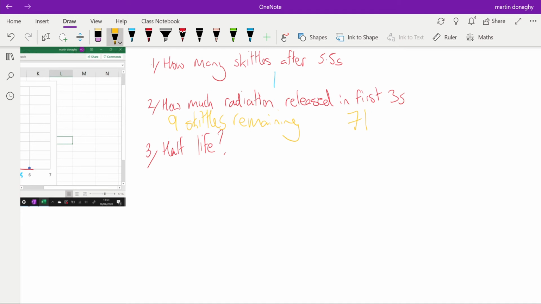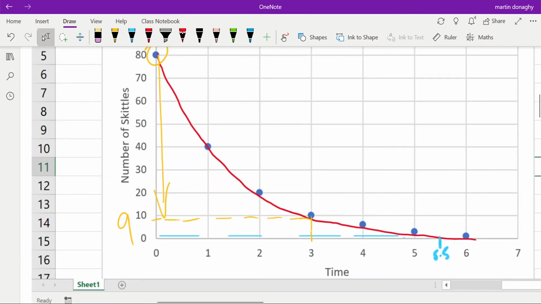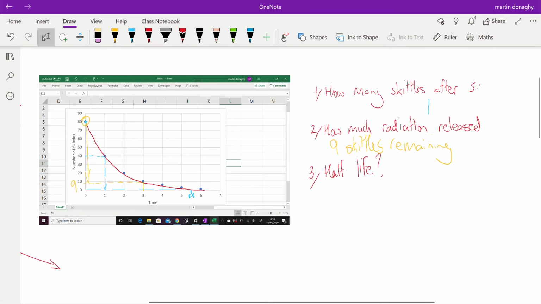Question 3 then asks, how long does it take for the number of Skittles to halve? What we do is, it starts off at 80. How long does it take to go down to 40? It's 1 second. So it takes 1 second, according to our graph, for this to halve.